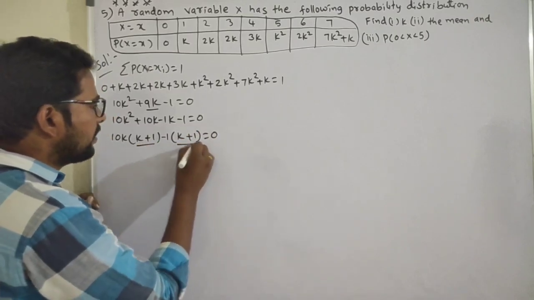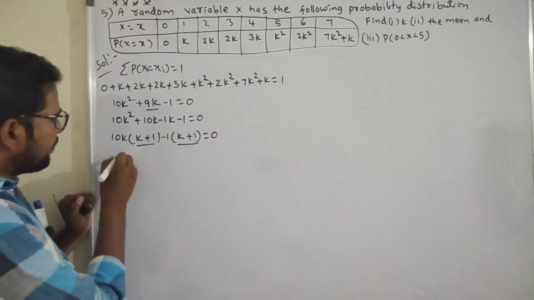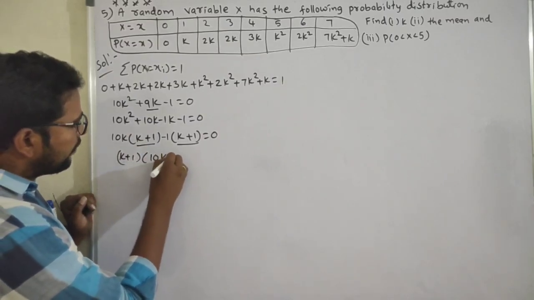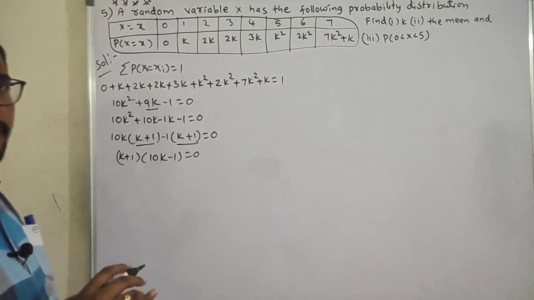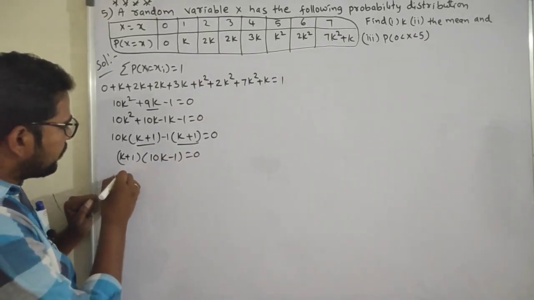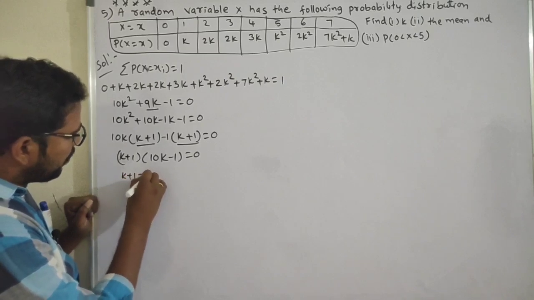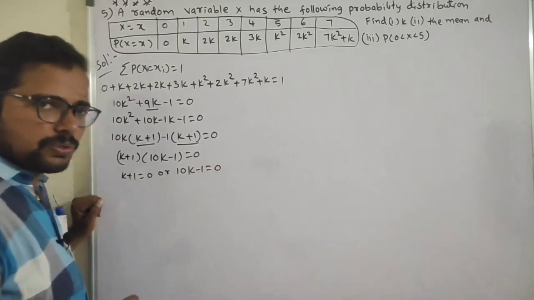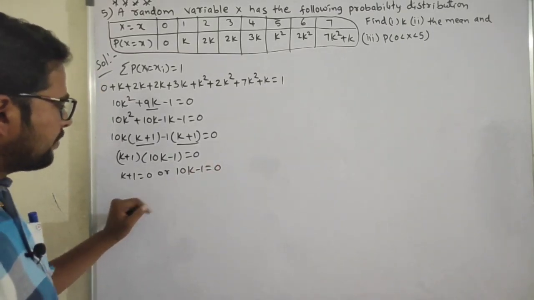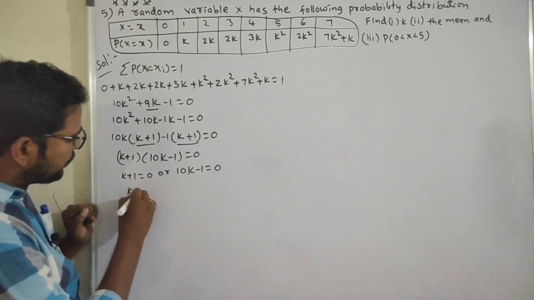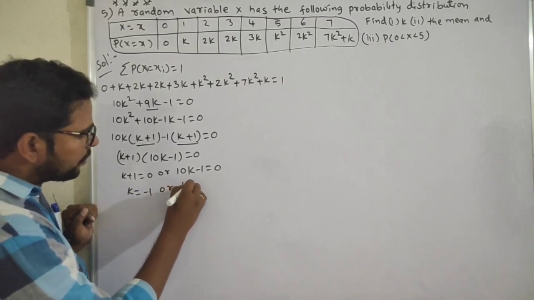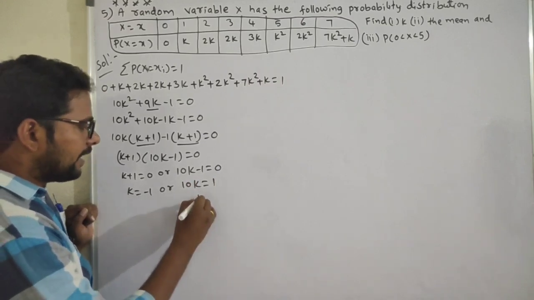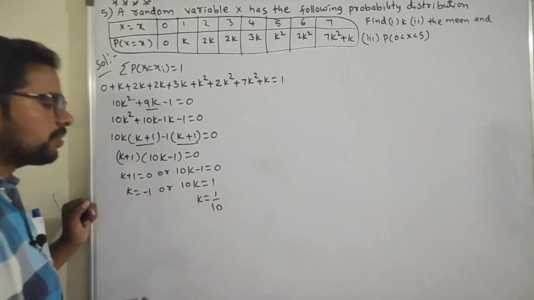So what is the value of k? Take out k plus 1 common. What is the remaining? 10k minus 1 is equal to 0. So k plus 1 is equal to 0, or 10k minus 1 is equal to 0. So plus 1 on the right side becomes minus 1, that is k is equal to minus 1, or 10k is equal to minus 1 on the right side, plus 1 becomes 10k is equal to 1, and k is equal to 1 by 10.